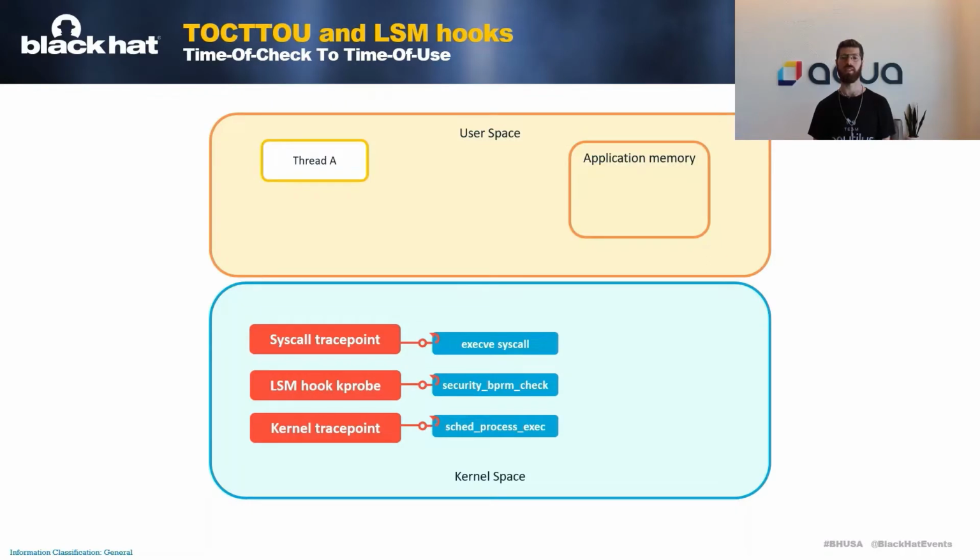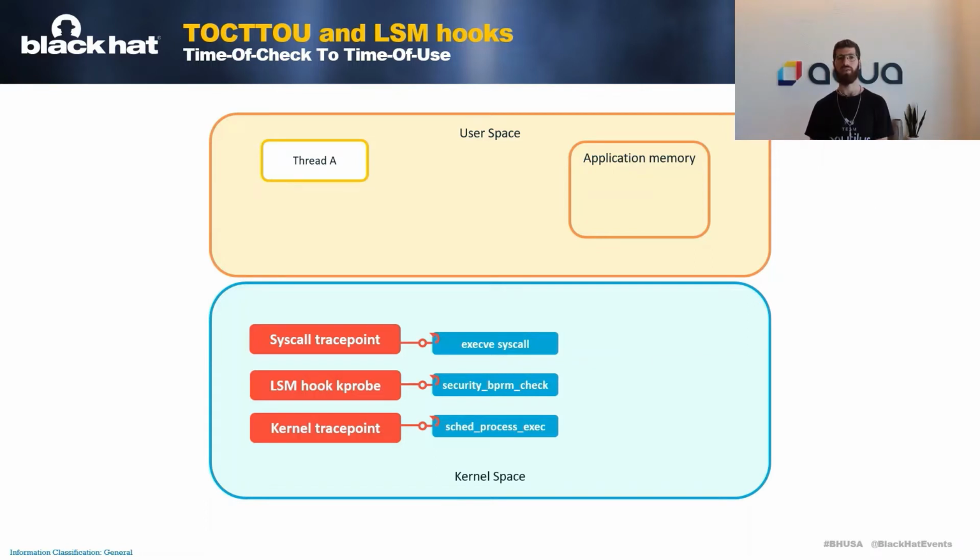We've mentioned LSM hooks before, but why do we need them? LSM hooks help us avoid problems like TOCTOU. TOCTOU, or time of check to time of use, is a race condition vulnerability which can be used against us. We'll explain what TOCTOU is through an example of process creation.